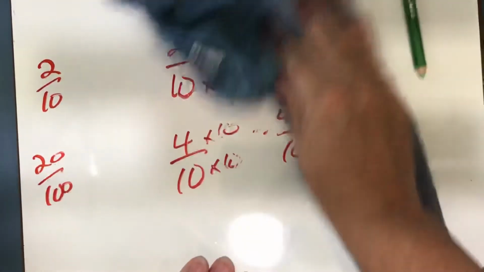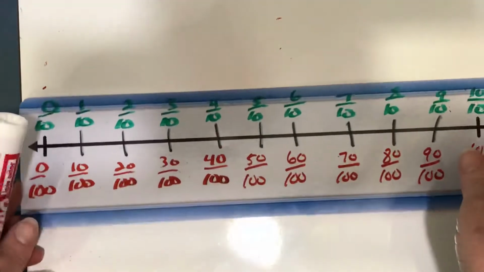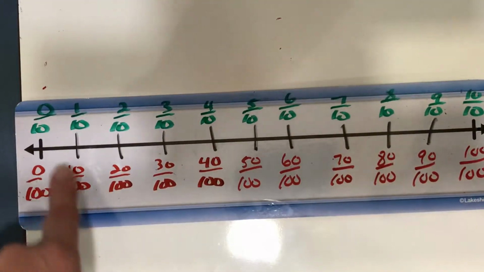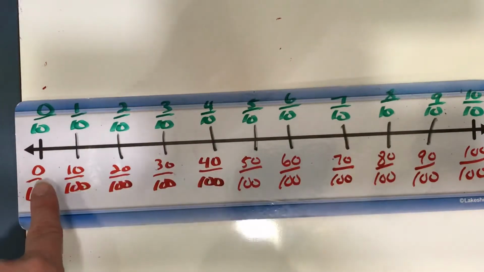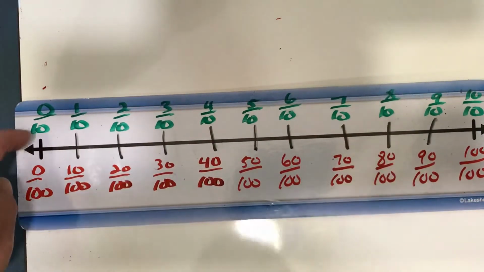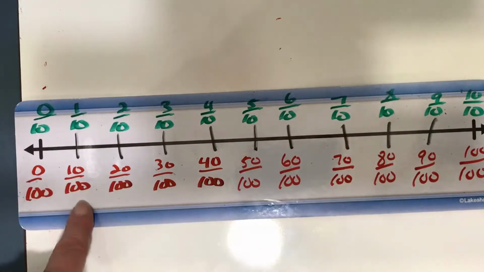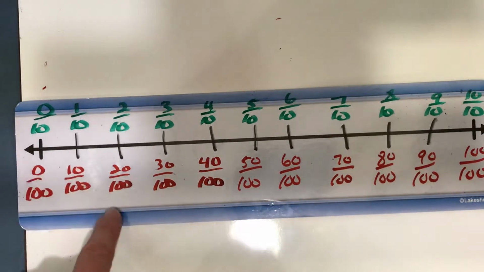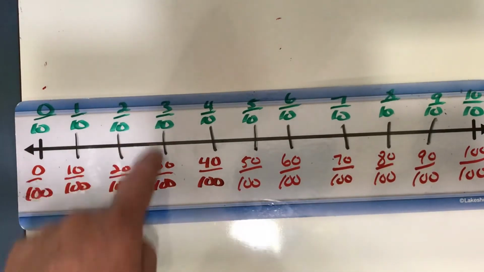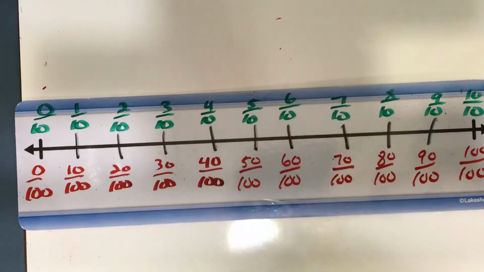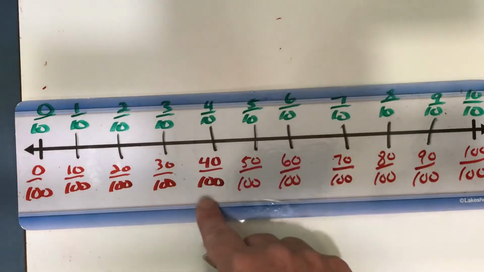I can also use a number line to show equivalence. So here I have a number line. It's the same size number line. On the top I have tenths, and on the bottom I show 100ths. So 1 tenth is equivalent to 10 100ths. 2 tenths is equivalent to 20 100ths. 3 tenths to 30 100ths. And so on. You can see the equivalent fractions. Remember, you multiply numerator and denominator by 10 to get the equivalent fraction.